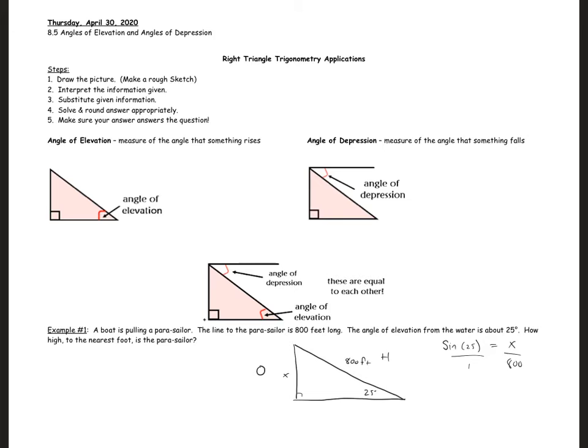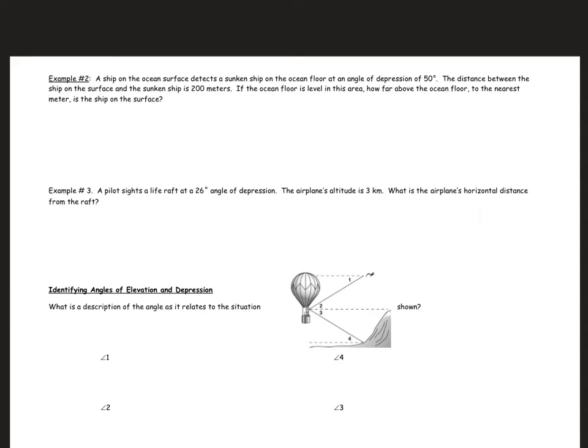I need to figure out how high in the air the parasailer is, so we have to cross multiply. When we cross multiply, we get x equals 800 times the sine of 25 degrees. So we'll say 800 sine of 25 degrees on my calculator. We get x equals 338.09 feet. It's pretty high.